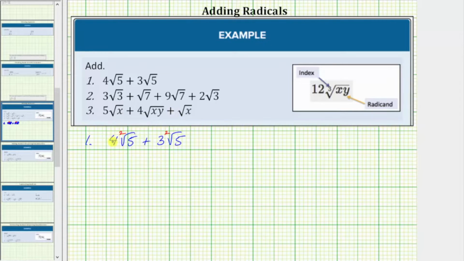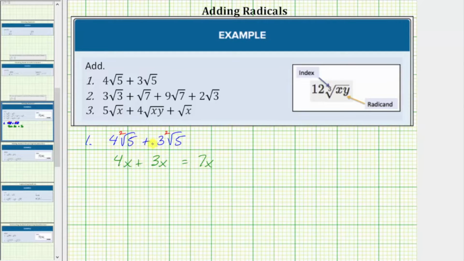So if we can determine the sum of, let's say, 4x and 3x, we can determine the sum of these two like radicals. 4x plus 3x is equal to 7x. To add like terms, we add the coefficients. 4 plus 3 is equal to 7, and the variable part remains exactly the same. So when it comes to adding or subtracting like radicals, we treat the radical as if it was a variable.